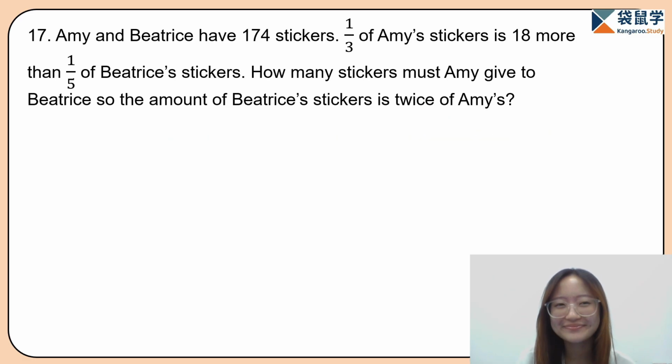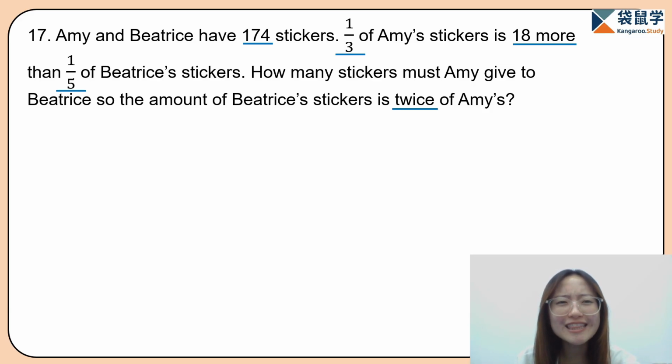So let's begin. Amy and Beatrice have 174 stickers. So remember to underline the important information. Over here we have an exact value, the total. So let's underline. 1/3 of Amy's stickers is 18 more than 1/5 of Beatrice's stickers. So let's underline the fraction 1/3 as well as 18 more and 1/5. Now, how many stickers must Amy give to Beatrice so the amount of Beatrice's stickers is twice of Amy's?